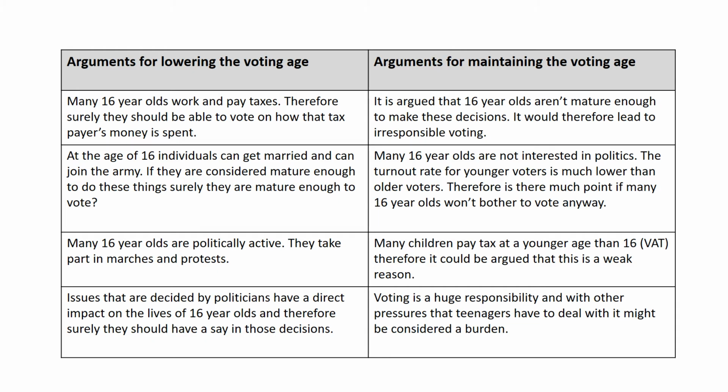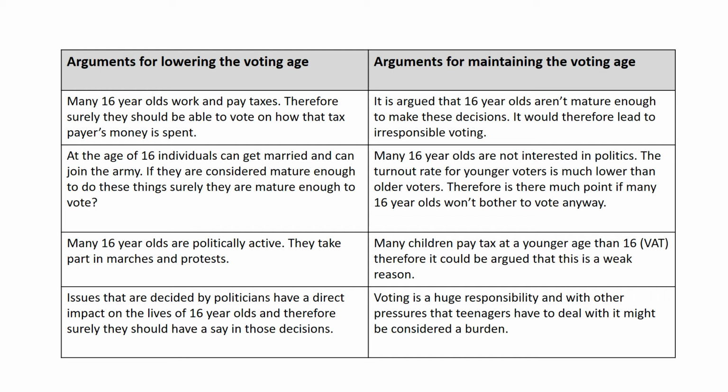So there's arguments for and there's arguments against it. So if I just go through some of those arguments for lowering the voting age first, and then I'll go through some of the arguments for maintaining the voting age at 18. So the first one is that many 16-year-olds work and pay taxes, and therefore they should be able to vote on how that taxpayers' money is spent. So if you're paying tax, if you have a part-time job at 16, you'll be paying tax. And actually, why shouldn't you therefore have a say about how the government spends taxpayers' money? That's a big thing the government does.